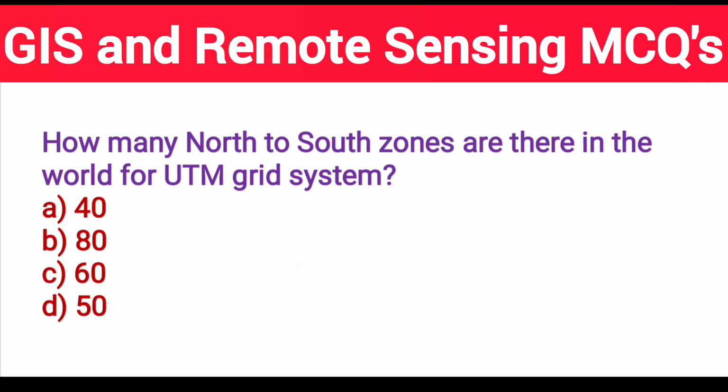Next question, how many north to south zones are there in the world for UTM grid system? Option A, 40, option B, 80, option C, 60, option D, 50. So the correct answer is option C, 60.